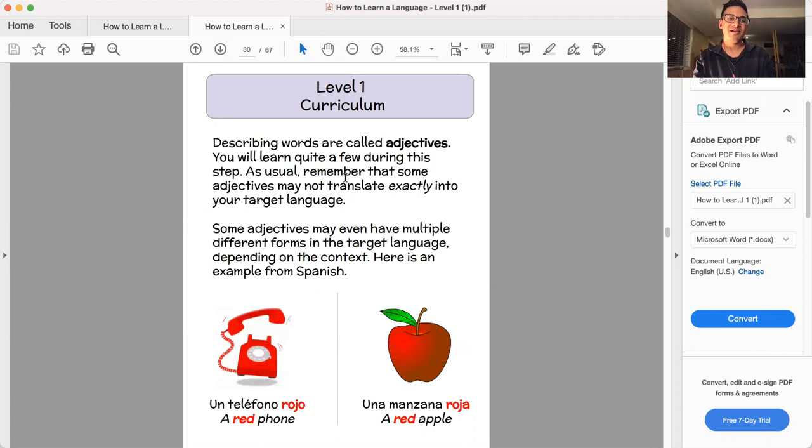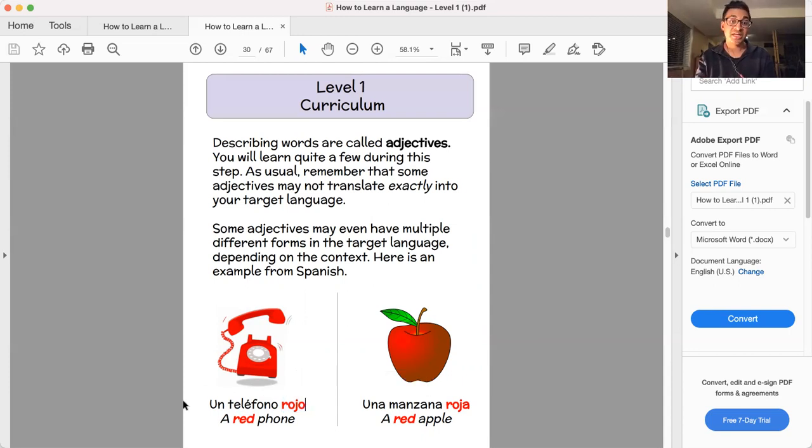Okay. It's important to realize that every single language is going to treat adjectives a little bit differently. Sometimes the adjective is going to be in a different part of the sentence than what you're used to, for example. So if we take English, right, we would say a red phone. But in Spanish, you don't say a red phone, you say a phone red. Un teléfono rojo, right? We would never say un rojo teléfono. So the word for red actually goes at the end. It goes after our noun.